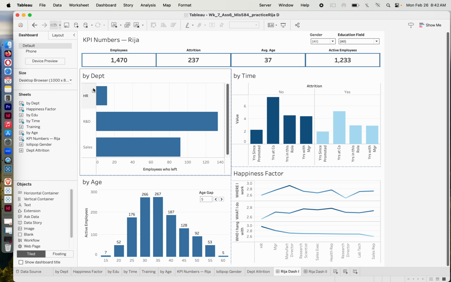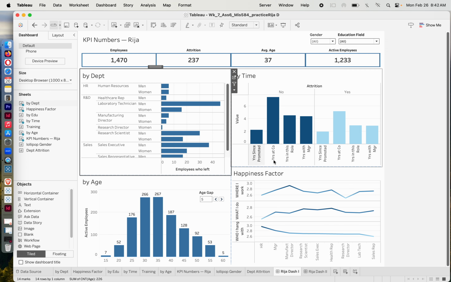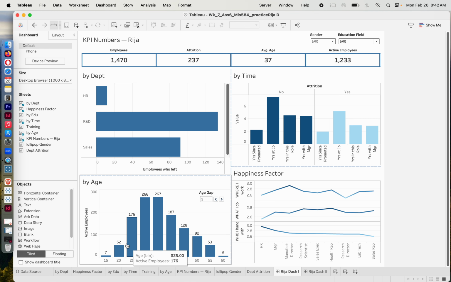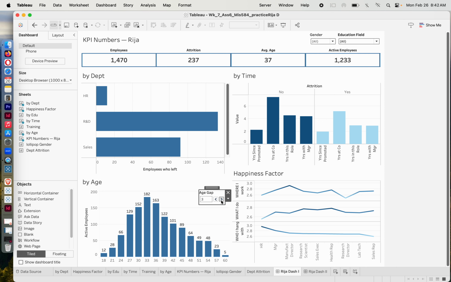So in the department, I allowed them to drill down by department and then by role and men and women so that you could just get greater detail. I did an age filter so you could filter it by different age gaps just for the fun of it.